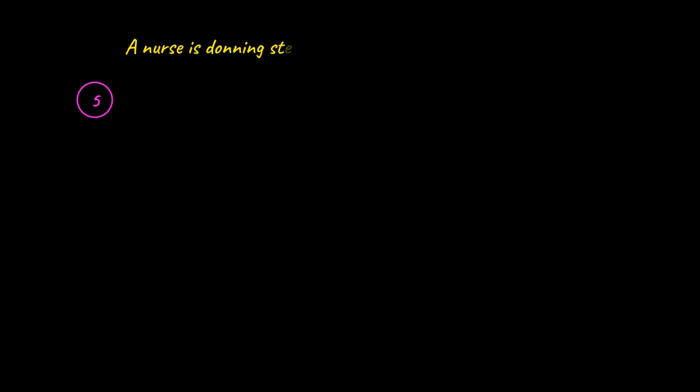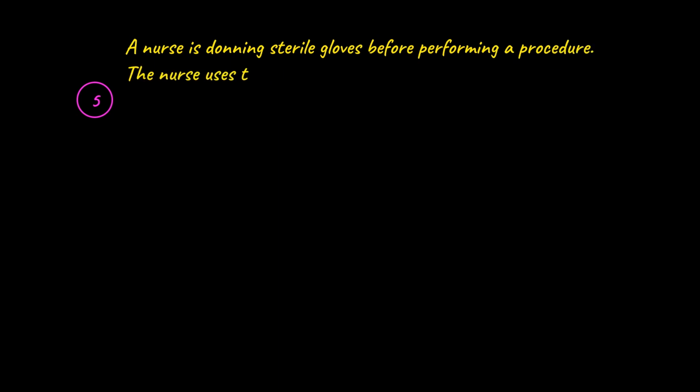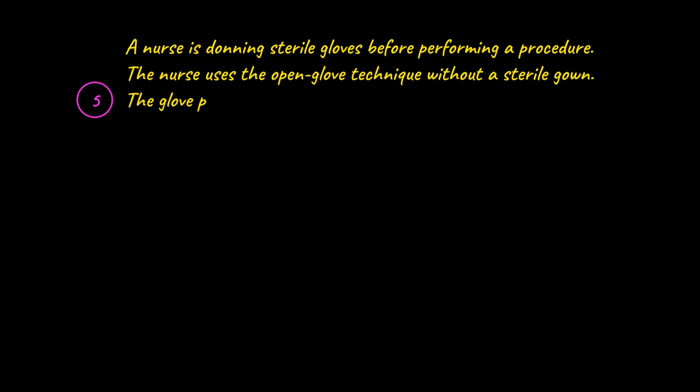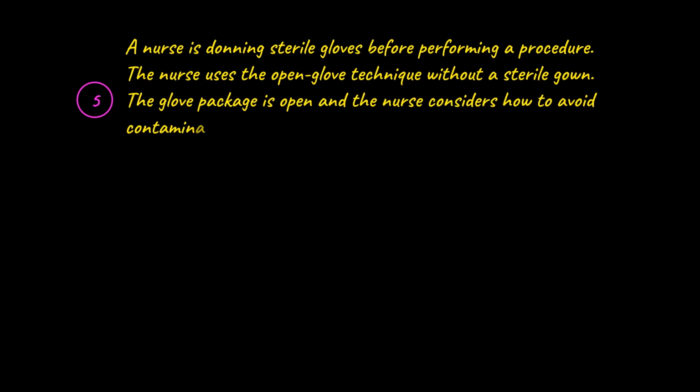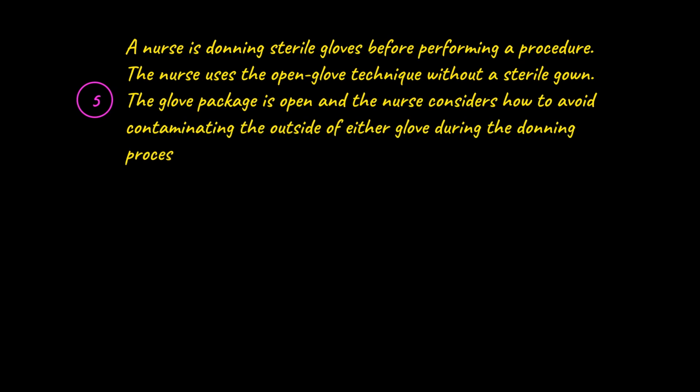Question 5. A nurse is donning sterile gloves before performing a procedure. The nurse uses the open glove technique without a sterile gown. The glove package is open, and the nurse considers how to avoid contaminating the outside of either glove during the donning process at the small bedside table.